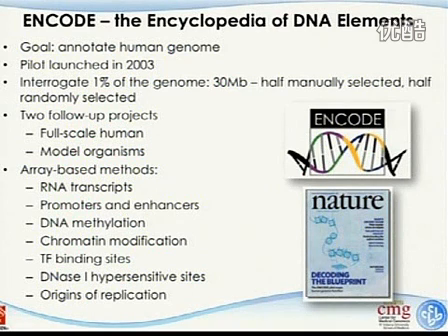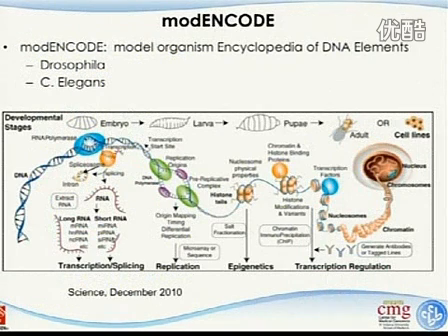And for the ENCODE project, initially they were all array-based technologies. You can see RNA transcripts, promoter enhancers, DNA methylation, chromatin modification, transcription factor binding, DNase-1 hypersensitivity, and regions of replication. So all array-based technology. But now the newer phase, of course, has to be sequencing-based technology. And this is the model organism part, which is called modENCODE. Basically, it's Drosophila and C. elegans. And we already have the paper in the ENCODE system if you're interested in looking at it.